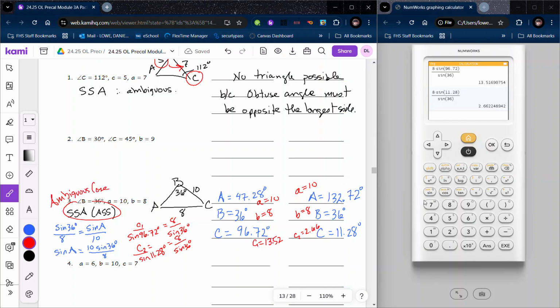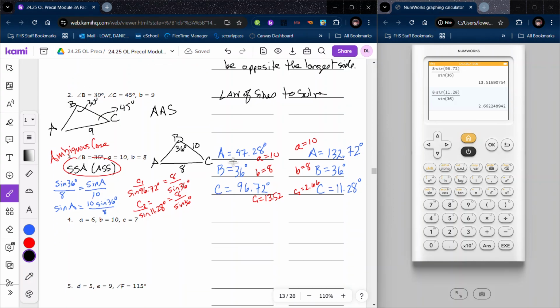All right. And if we look at number 2, we're not going to work number 2, but let's just show a setup, and we'll say A, B, C. So angle B is 30 degrees, angle C is 45 degrees, and side B is 9. So that gives me angle, angle, side, and I could use the law of sines to solve.